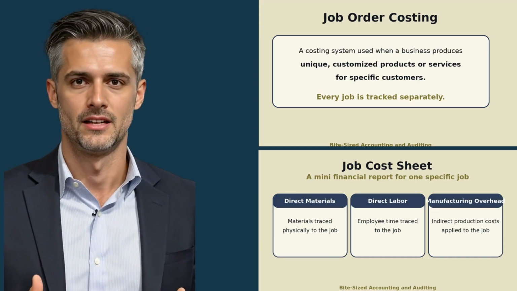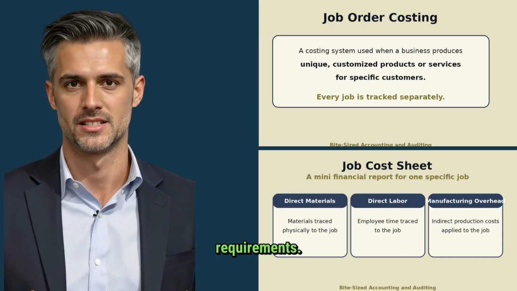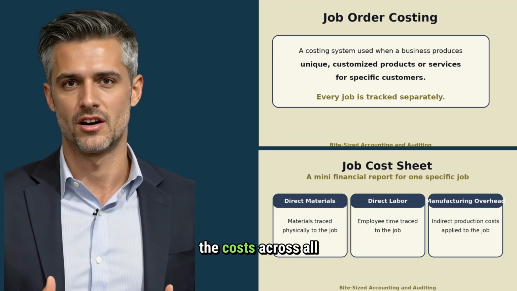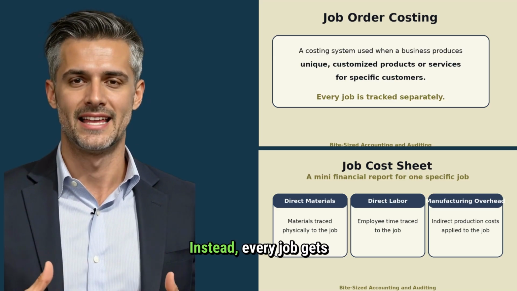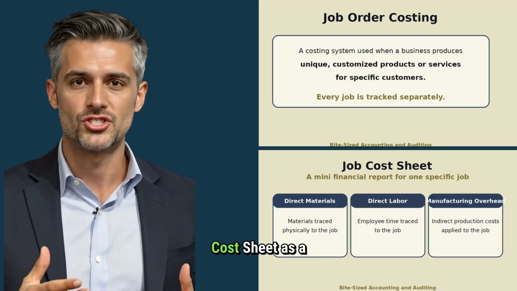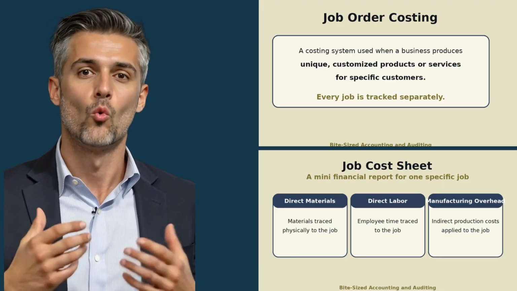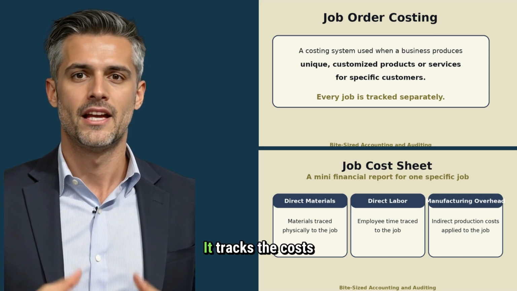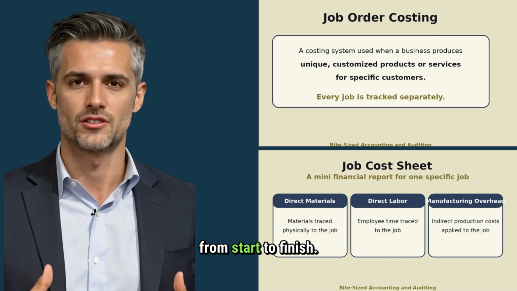Every job is different. Every customer has different requirements. You cannot simply average the costs across all jobs. Instead, every job gets its own job cost sheet. Think of the job cost sheet as a mini financial report for one specific job. It tracks the costs assigned to that job from start to finish.